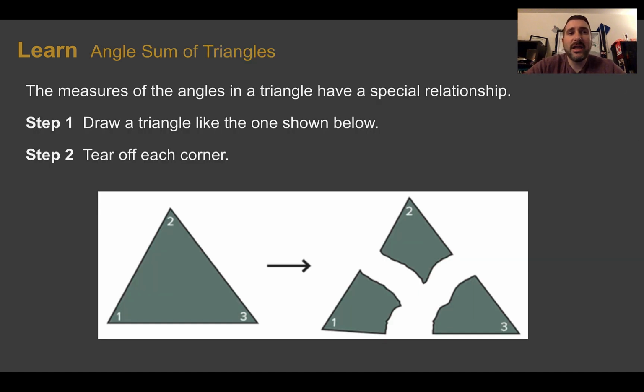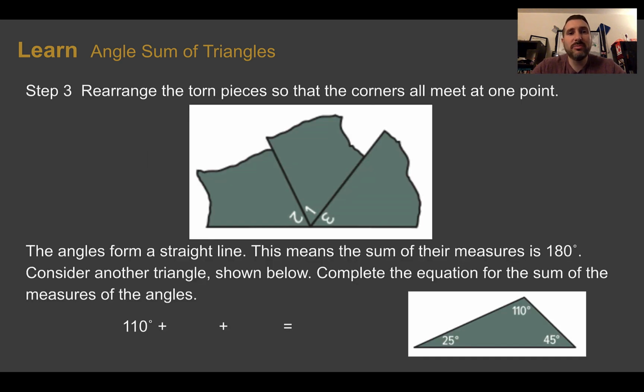Let's learn angle sum of triangles. The measures of the angles in a triangle have a special relationship. Here's a way we can see what that relationship is. If we were to draw a triangle like the one shown below, and then tear off each corner, as they show, and then we rearrange those torn pieces so all of the corners meet at one point, we can see that the angles form a straight line.